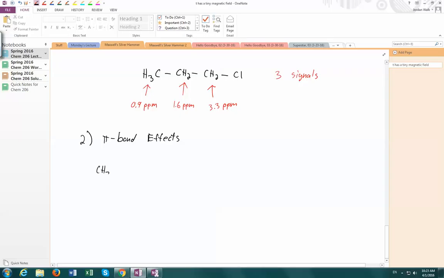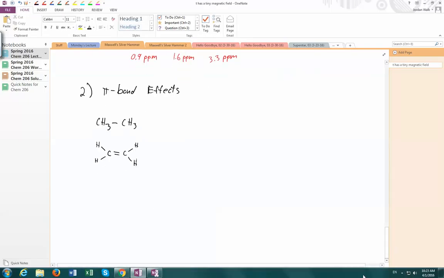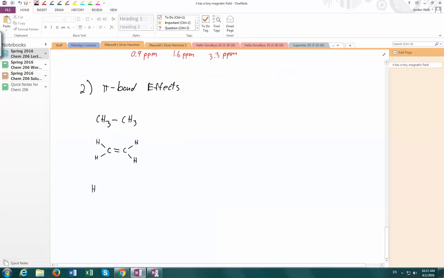So let's compare 3 molecules. We use ethane, and we'll use ethene. What's the common name of ethene? Ethylene. And so we also show ethine. What's the common name of ethine? Acetylene. All right, so we've got different hybridization of our carbons. So this one's going to be sp3, sp2, sp.